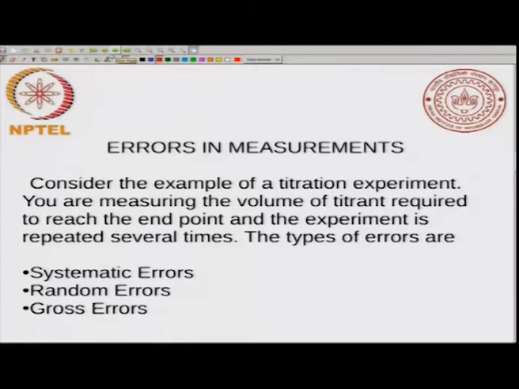So, what are the typical errors that are seen in any measurement? Let us take, for convenience, an example of a titration experiment that most of you would have done at some point. What we are measuring in the titration experiment is the volume of the titrant required to reach the endpoint, and we repeat the experiment several times. So, the types of errors that come up in this measurement or in any typical measurement can be categorized into three types. One is systematic, the other is random, and the other is gross errors. And we will talk about each of these in more detail.